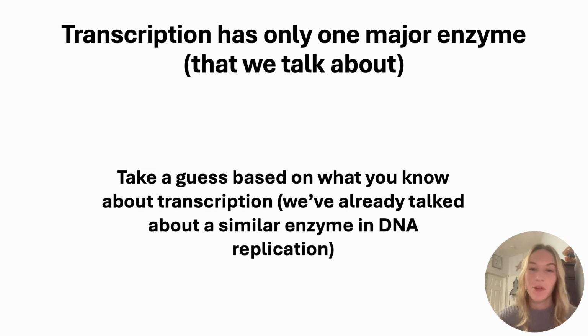So in transcription, we really only talk about one major enzyme for AP Bio. Now there are other things involved. There's of course transcription factors. There's even other enzymes involved that we don't really get into detail in AP Bio. But maybe you can guess what this enzyme is going to be because it is making RNA from a DNA template. Well, what made DNA from a DNA template? That was DNA polymerase. So if we're making RNA from a DNA template, we're going to need RNA polymerase. And that's what we're going to talk about.